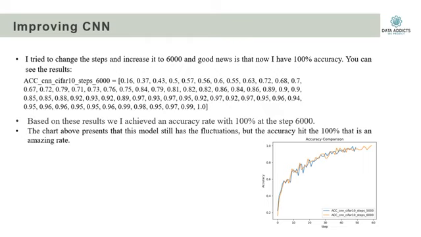Now, I want to try to improve the convolutional neural network that I made on the CIFAR dataset. So I try to change the steps and increase it from 5,000 to 6,000. And good news is that now I have 100% accuracy from this model. You can see the results, and if you look at the end of these accuracy measures, you can see number one. It means that the model is working perfectly, and we can say that I achieved an accuracy rate of 100% at step 6,000.